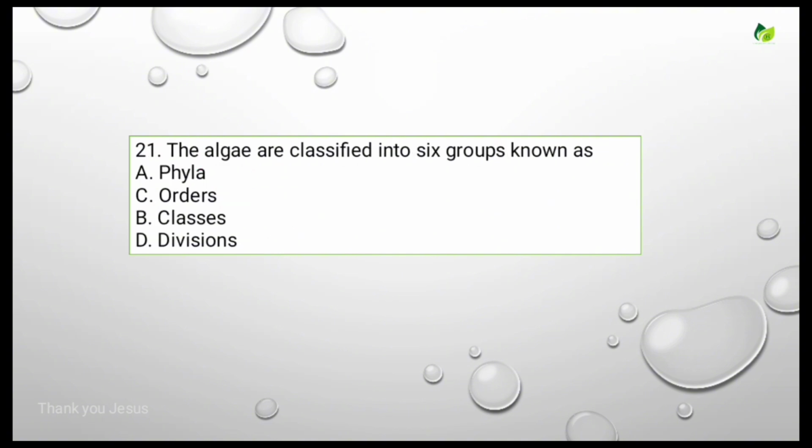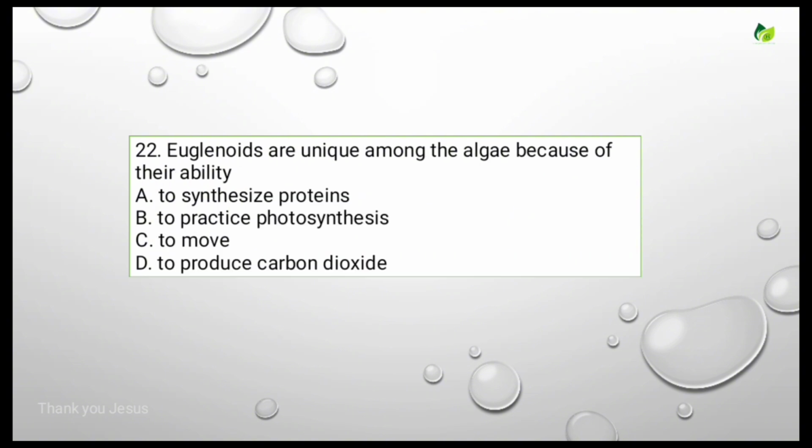The algae are classified into 6 groups known as. Options are phyla, orders, classes, divisions. So divisions is the correct answer. Let's see the next question.